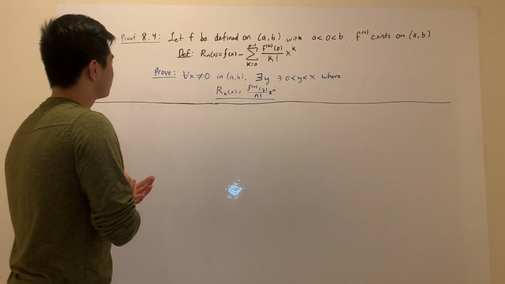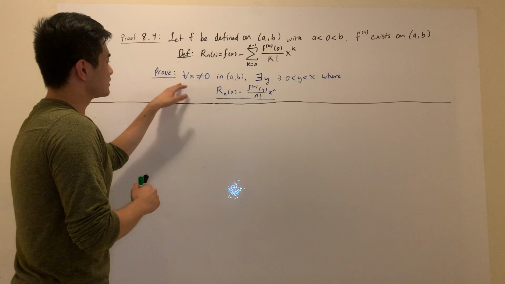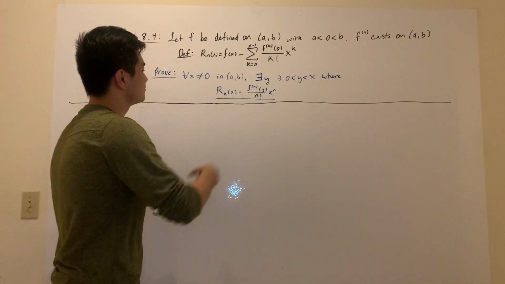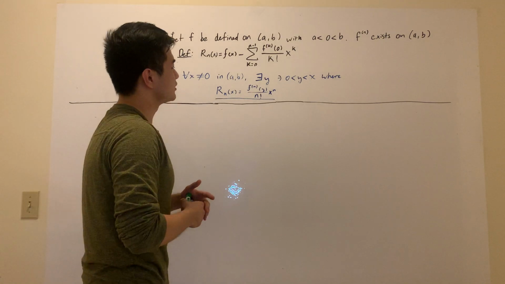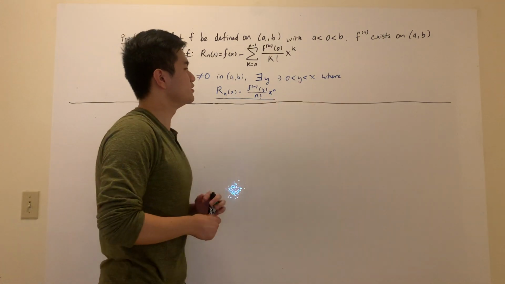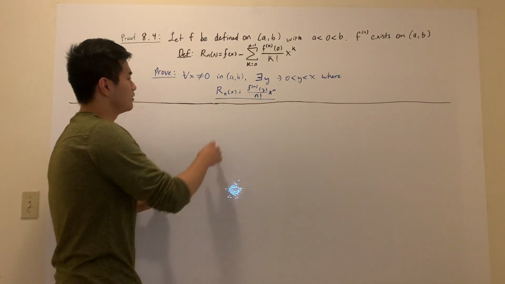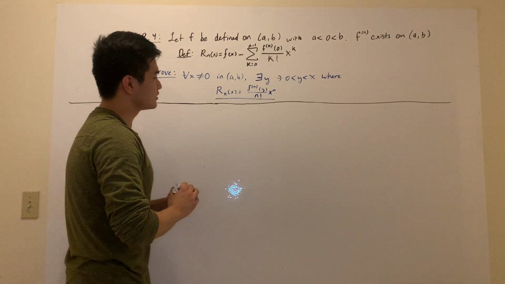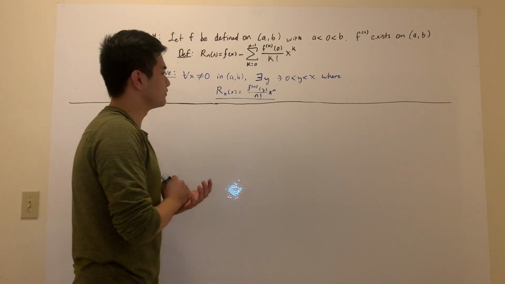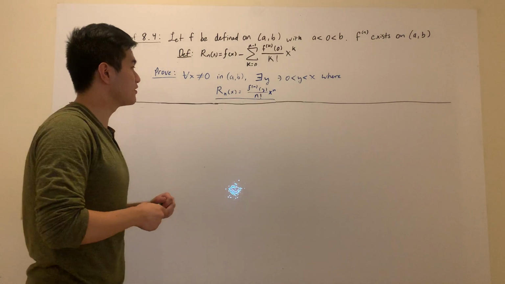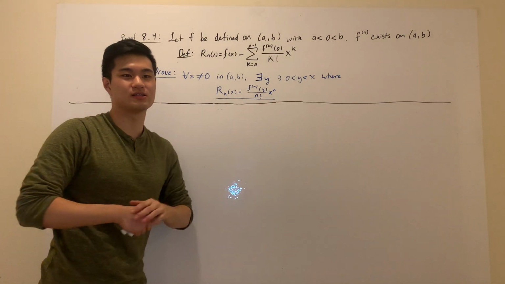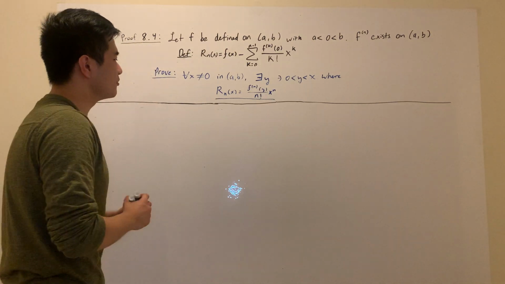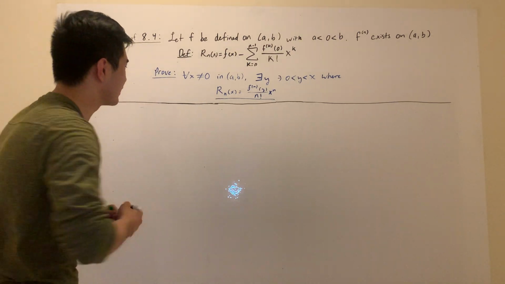So let's prove that for all x not equal to 0 in the interval a to b, there exists a y such that y is between 0 and x, where R sub n of x equals the nth derivative of f at y over n factorial times x to the n. And that looks a little bit complicated right now, so we're going to rewrite that.